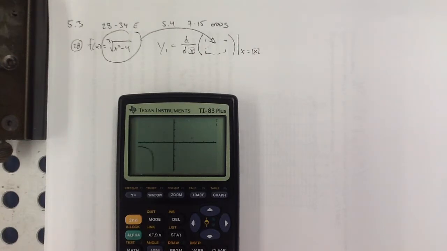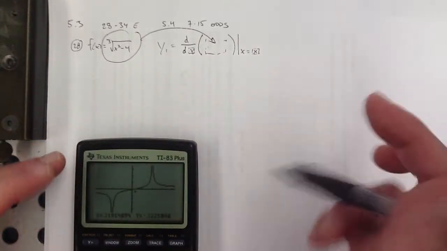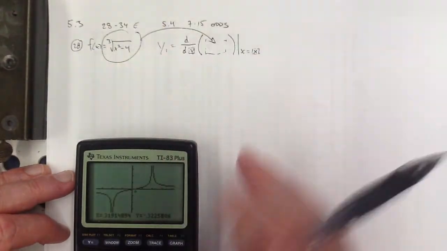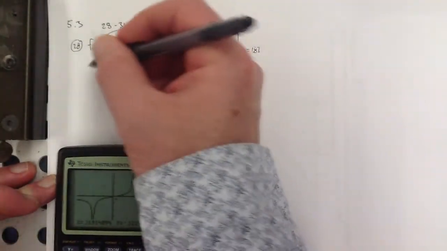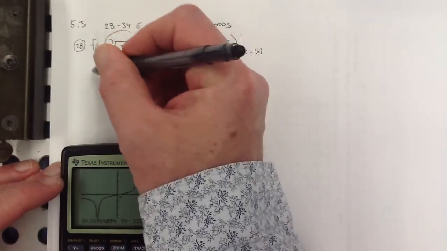Now remember what we are looking at. This is a graph of the derivative. Oh, it looks like I missed the spike there. This is a graph of the derivative. Right? And remember that there are no undefined points on this function. So what do we have?